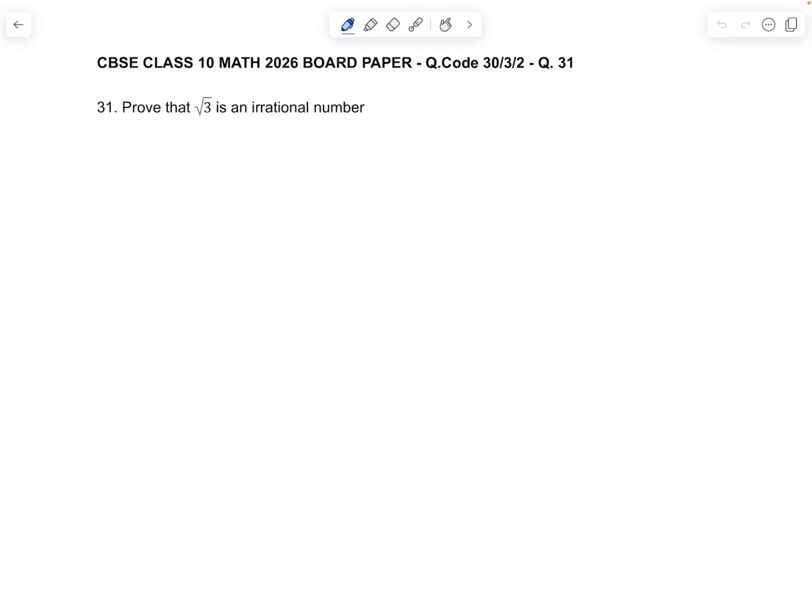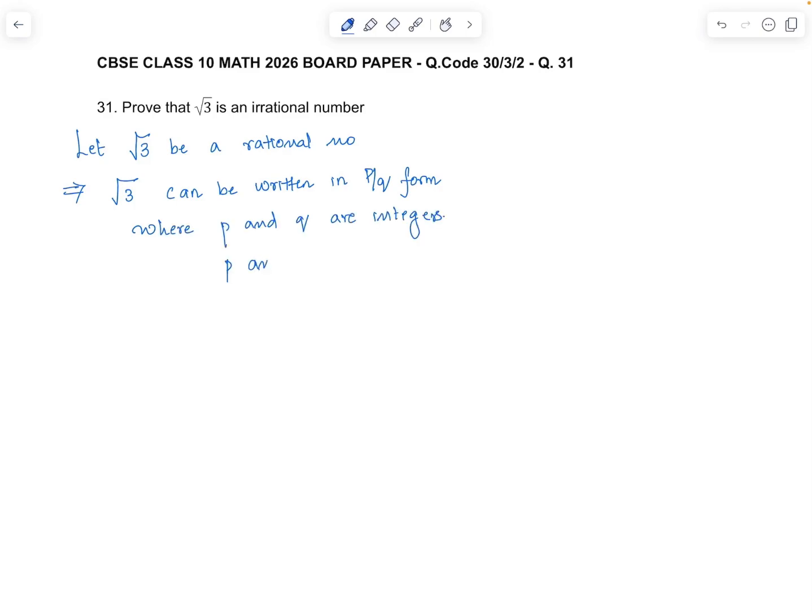To start with, let us assume that root 3 is rational, which implies that root 3 can be written in p by q form, where p and q are integers. P and Q are coprime. The meaning of coprime is there are no common factors other than 1. Therefore, root 3 is equal to P upon Q.